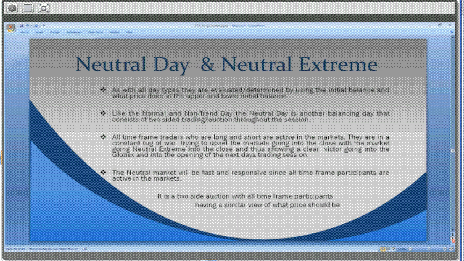We're not paying attention to this or that. We must follow our plan. That way we can be repetitive with what we do. But again, all day types are determined by the initial balance, what price does at that initial balance.